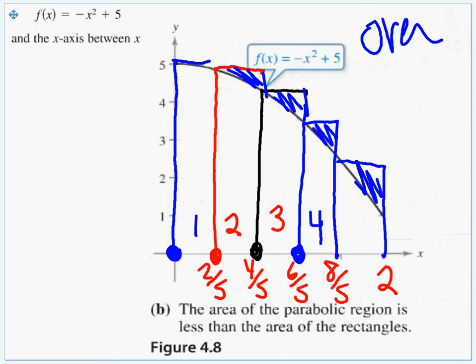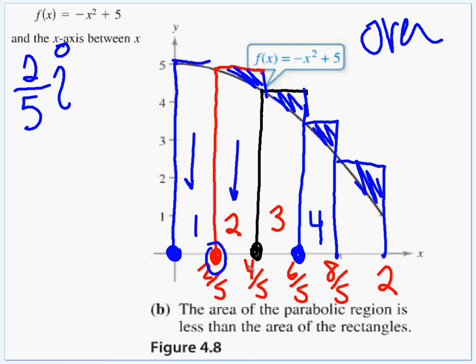Now here, we need to find the left endpoint formula. Now when we found the right endpoints, that was pretty easy. It was just 2/5 times whatever rectangle we were working with. Rectangle 1, 2/5 times 1 took us to here. 2 times 2/5 took us to the right endpoint. But now we need to plug in I as 1 and get back to the left endpoint.